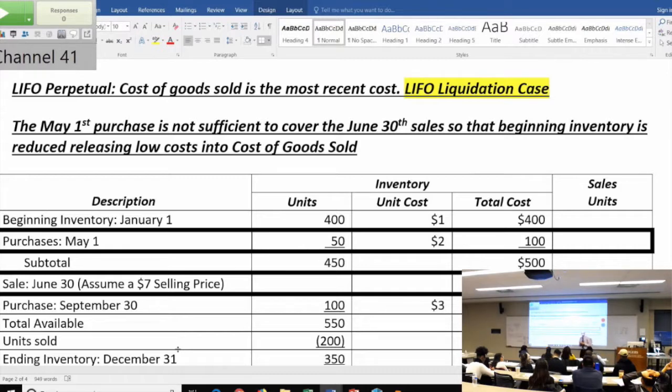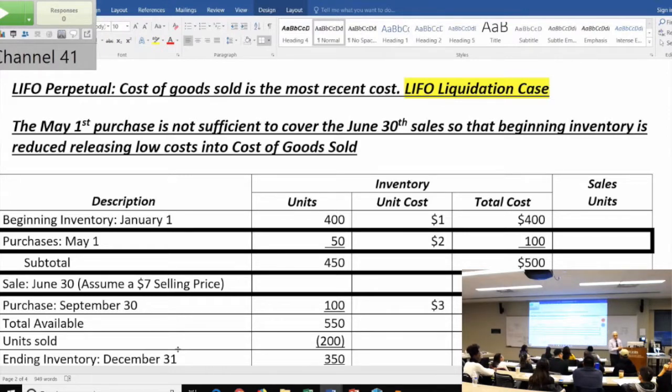Just to clarify, anything that breaks through the purchases before the sale has to be a LIFO liquidation. Well, older units, so it has to be generally from the prior year. It does count here, but if you bought enough, for example, if I would have purchased 200 units here, I would have avoided releasing the older costs.